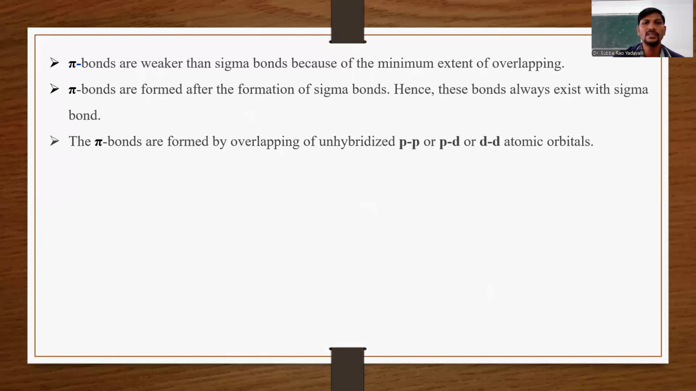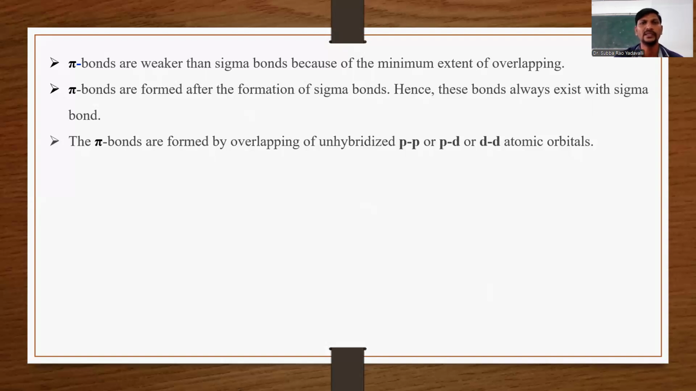And next, the pi bonds are formed by the overlapping of p orbitals or d orbitals. Here, pp overlapping, pd overlapping, and dd overlapping. That means the p orbitals of a first atom overlap with the p orbitals of the second atom, or the p orbitals of a first atom overlap with the d orbitals of the second atom, or the d orbitals of the first atom overlap with the d orbitals of the second atom. This type of interactions gives the pi bonds.